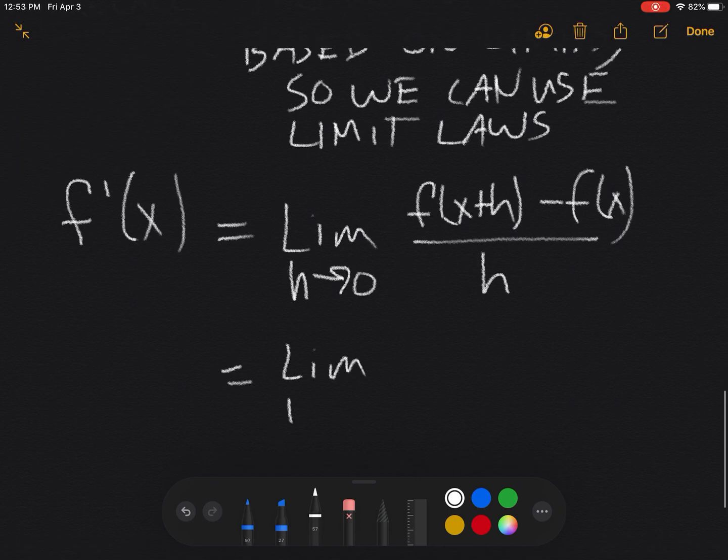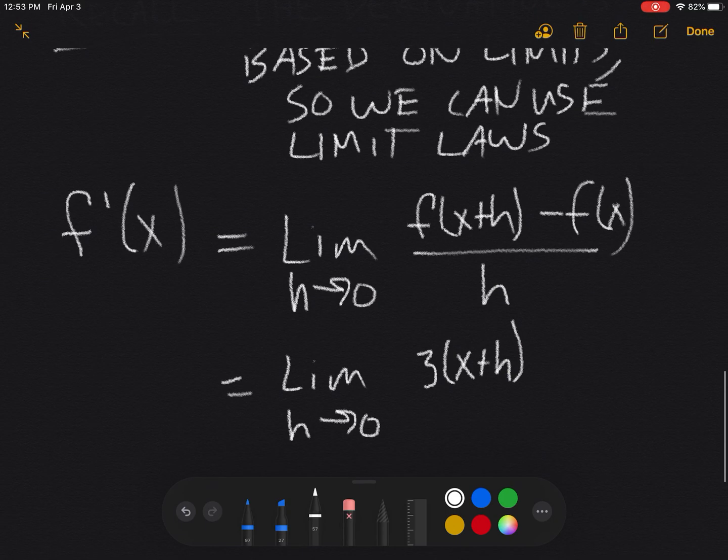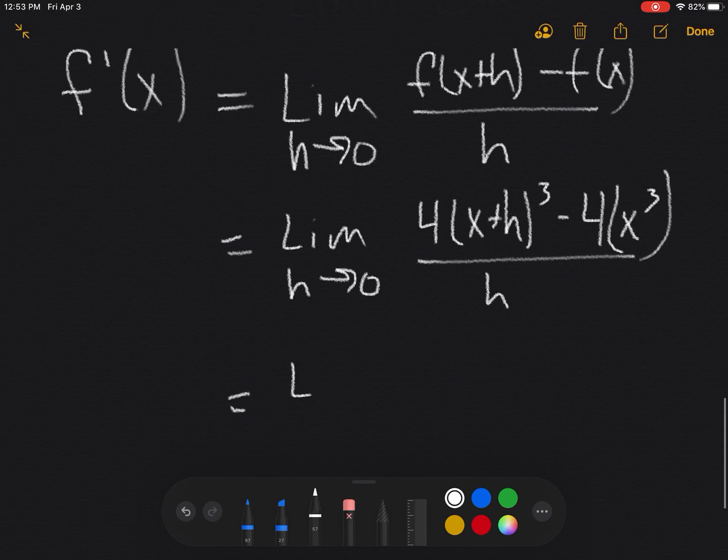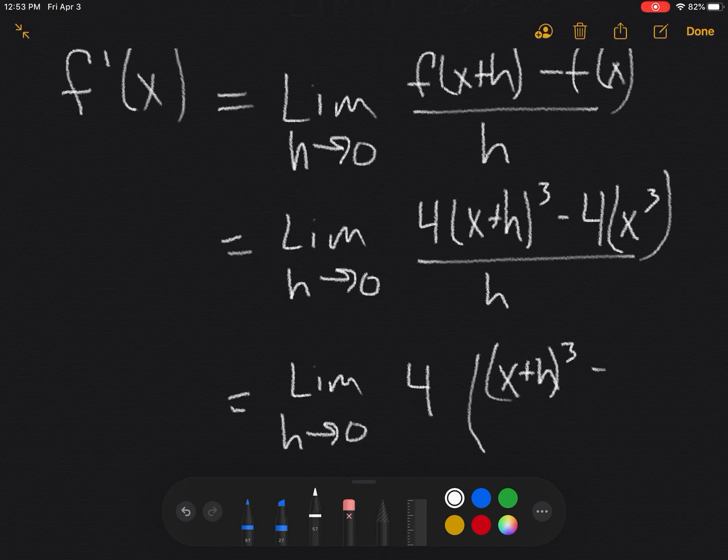So then we would get the limit as h goes to 0 of, sorry guys, I forgot what I was doing. It would be 4 times x plus h to the third power minus 4 times x to the third power all over h. And I can use my algebra here to factor this out and look at it this way. Limit as h goes to 0 of 4 times x plus h cubed minus x cubed all over h.